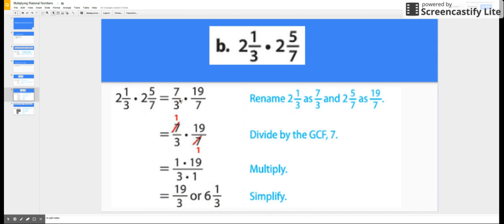Now, if you wanted to just do 7 times 19, 3 times 7, you will get an answer, and then you just simplify to 6 1/3. It's the same, you'll end up getting the same exact answer.